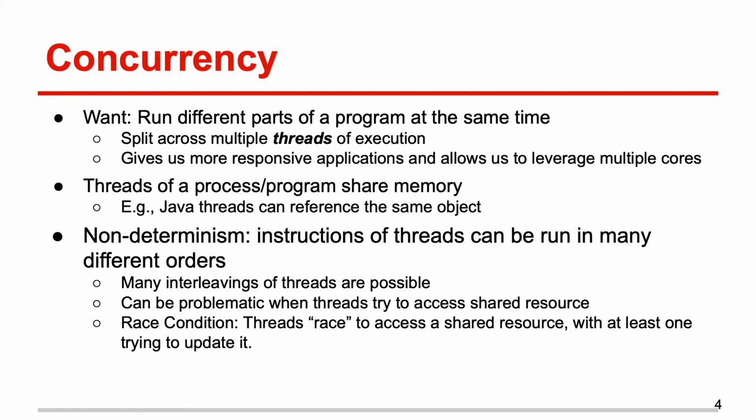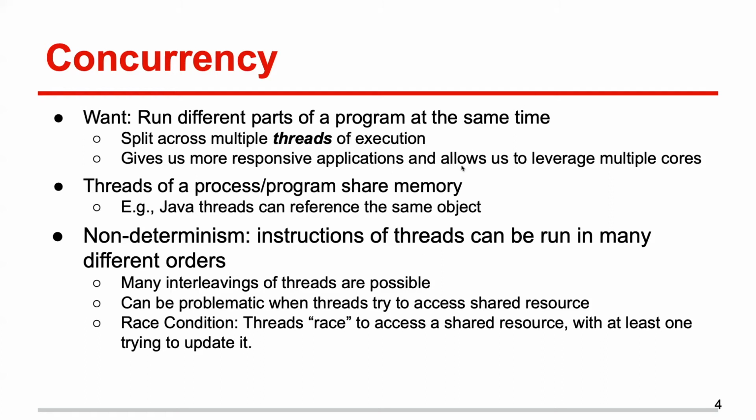So what we want is to be able to actually run parts of our program at the same time, in parallel. In a sense, we're splitting our entire process into multiple threads of execution. The reason we want to do this is because it gives us more responsive applications and also allows us to leverage the power we get from multiple cores on our computer.